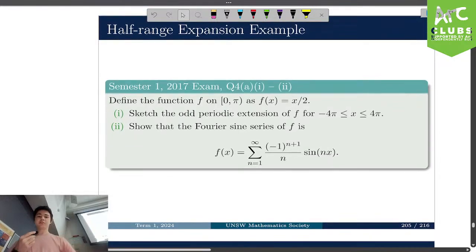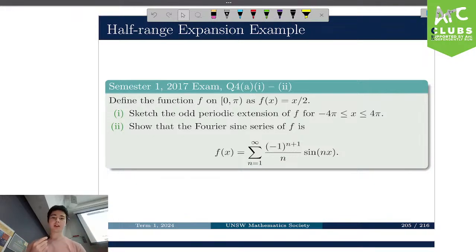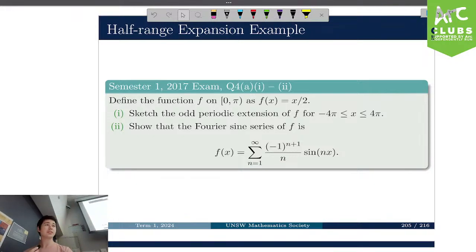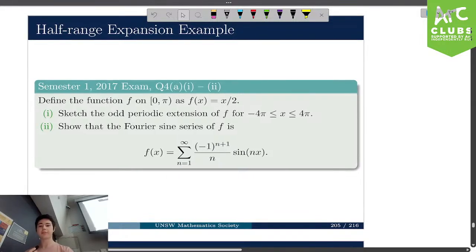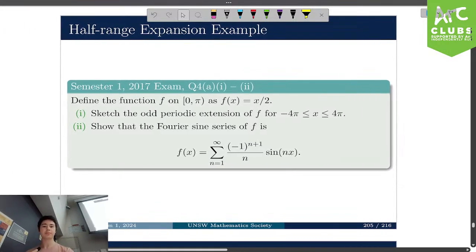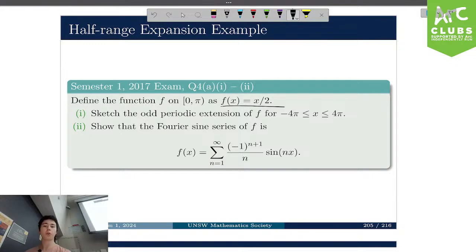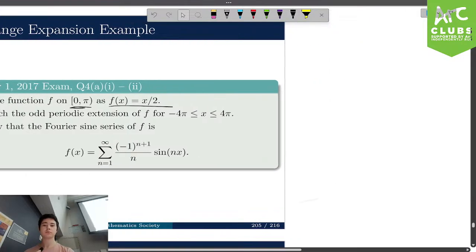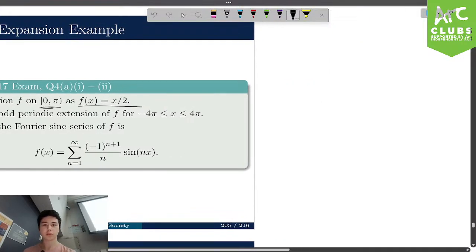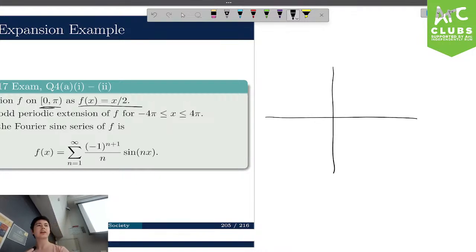And yeah, straight into a question. This is from 2017, a little bit further away, but it is still relevant. We're going to now sketch the odd periodic extensions of f for this period, right? So f is a function given by x on 2 for this interval 0 to pi. And so let's do this. Let's begin with just x on 2. X on 2 extends like this, from 0 to pi.